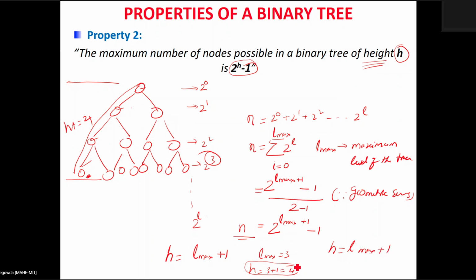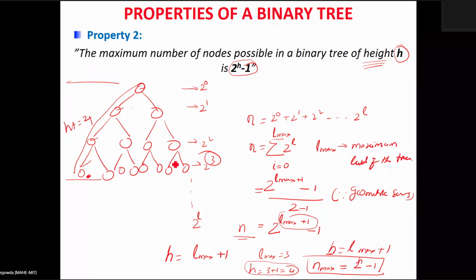Okay, so the maximum number of nodes in the given binary tree will be equal to 2 power of L max plus 1, in terms of height, that is nothing but h minus 1. So hence it is proved. Even if you apply it to this particular example, you will get the same result.